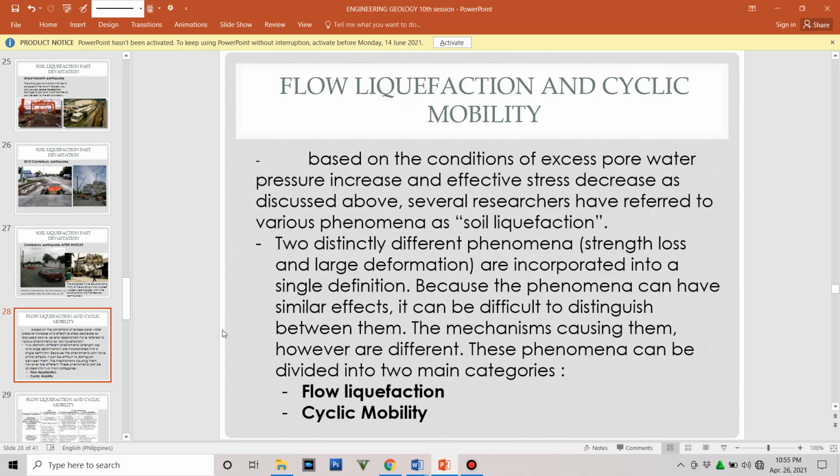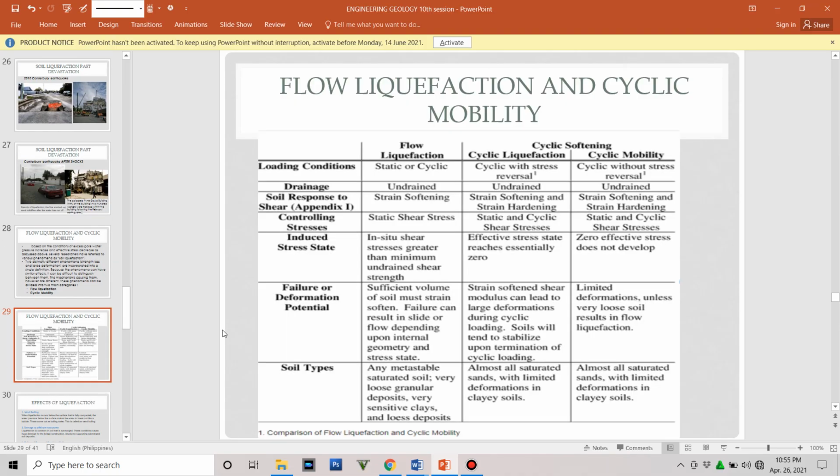So these are the main categories. So we have here the matrix that distinguish the two. Under flow liquefaction and under cyclic softening. So we have cyclic liquefaction as well as cyclic mobility. So pag sinabing cyclic, paulit-ulit. So what are the differences?